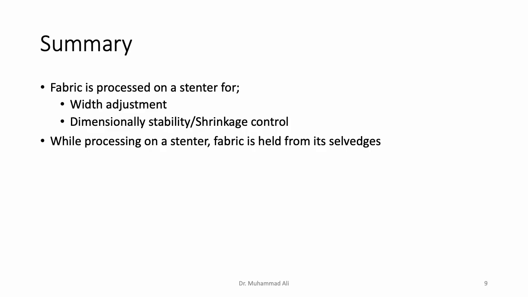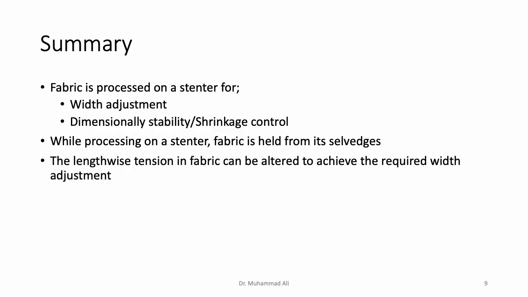The unique feature of processing a fabric on a stenter is that on a stenter, the fabric is held from its selvages as it is passed through the machines, essentially through the treatment chambers. And this very action of holding the fabric allows us to adjust its width and length and achieve the required dimensional stability.